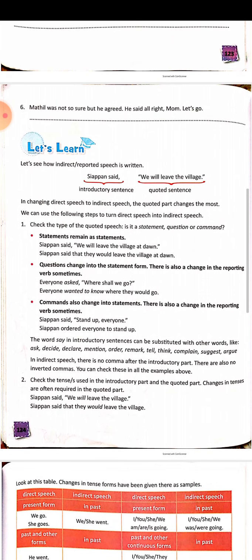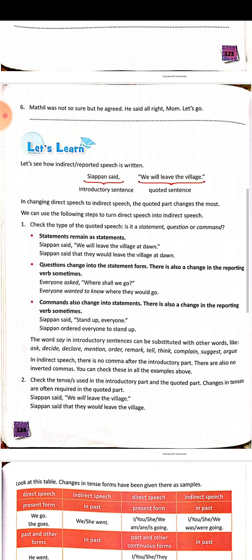Next, let's see how indirect reported speech is written. Sippan said, "We will leave the village." Introductory sentence, that is Sippan said. Okay? And the quoted sentence is, "We will leave the village." In changing direct to indirect, the quoted part changes the most. The introductory part will not change as much, but the quoted part will change.